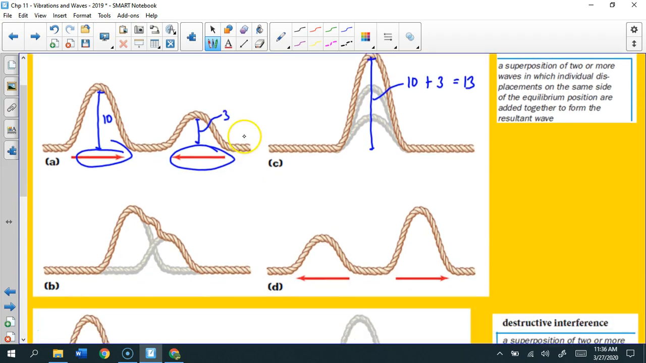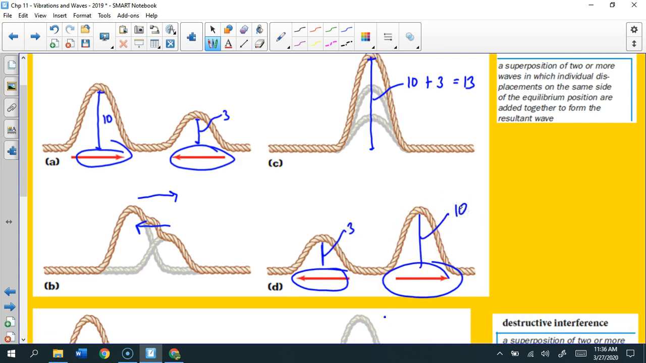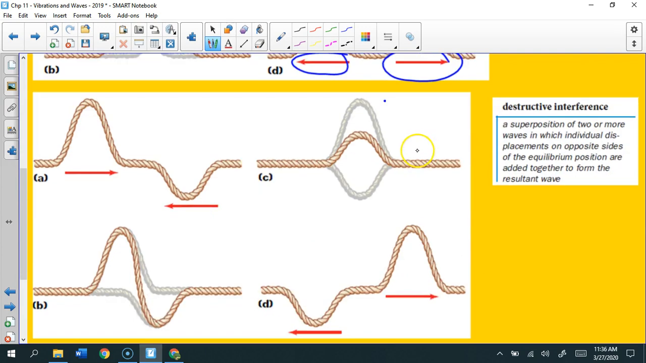And more than that, notice that they will continue. The large wave will continue in that direction. The small wave will continue in this direction. That is why you notice that they did not change their forms after their constructive interference. They just continued along their way. This is still 3 units, and this is still 10 units. Now let's take a look at destructive interference.